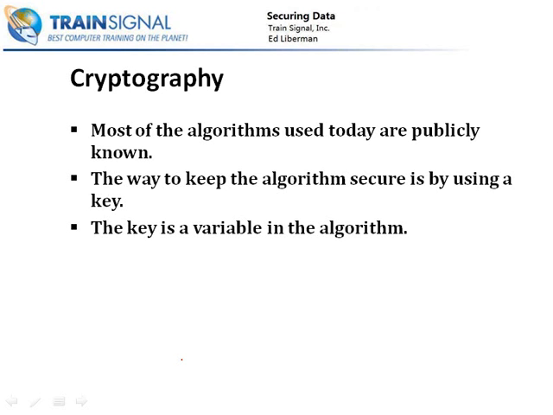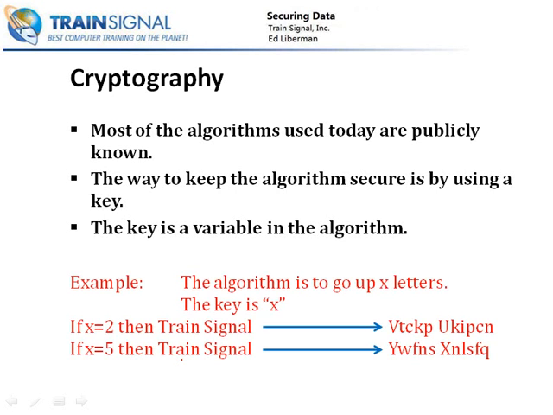And without that key, you don't truly know the full algorithm. So here again, I have an example where the algorithm that is publicly known is to go up X letters. Everybody knows there's a standard algorithm. Let's go up X letters. The key is X. So what that means is the letter X is being used as a variable. So if X equals 2, then just like we saw before, train signal becomes this set of letters right here.